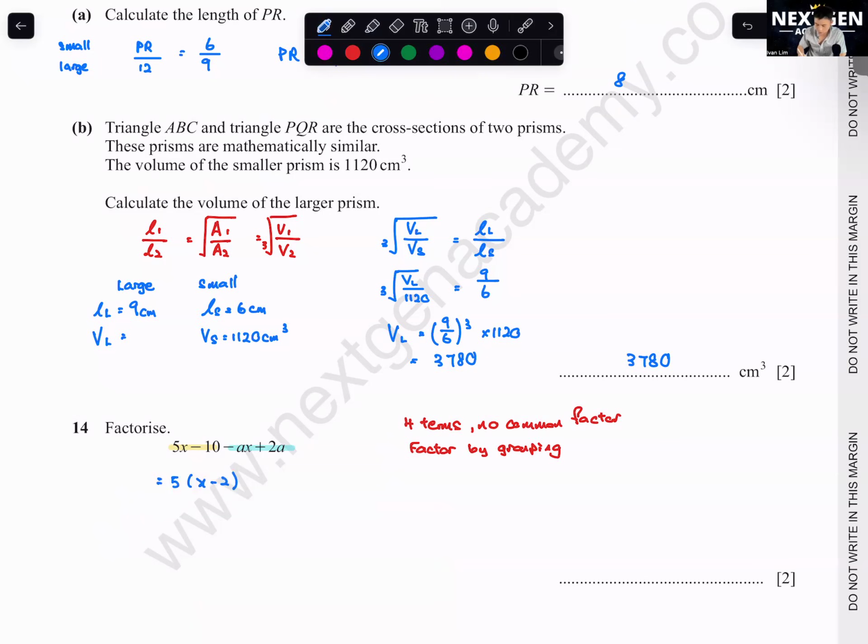Okay, what we want to do is we factorize out a value so that the bracket will be the same also. Okay, we're going to factorize by minus a. Then this one will become x minus 2. Okay? Then you take out the 2 outside values, you put them in a bracket. 5 minus a, x minus 2.